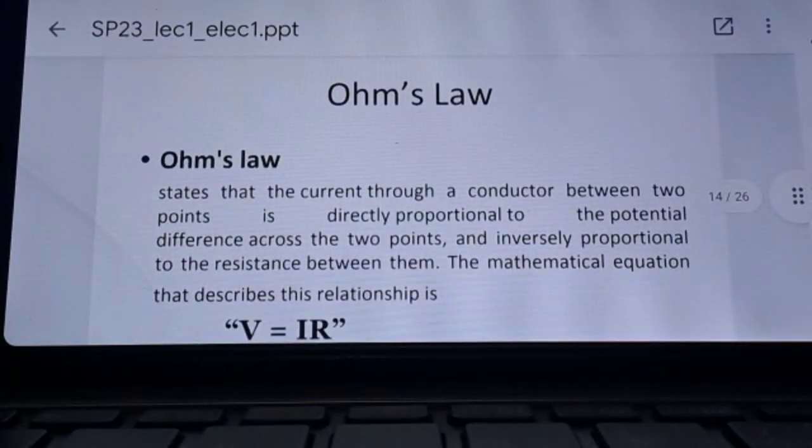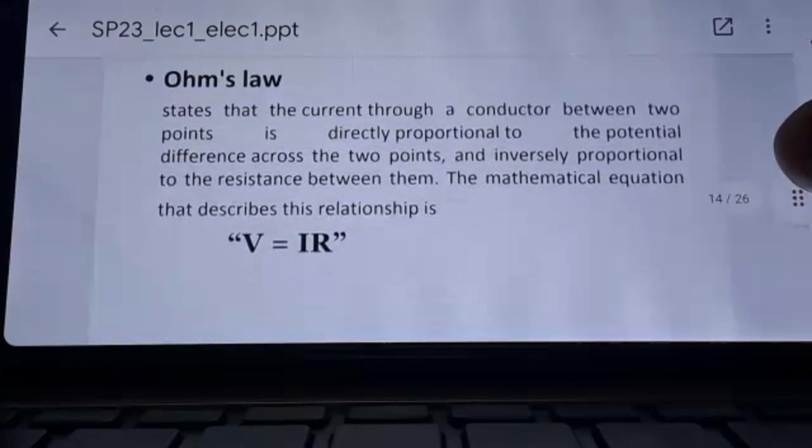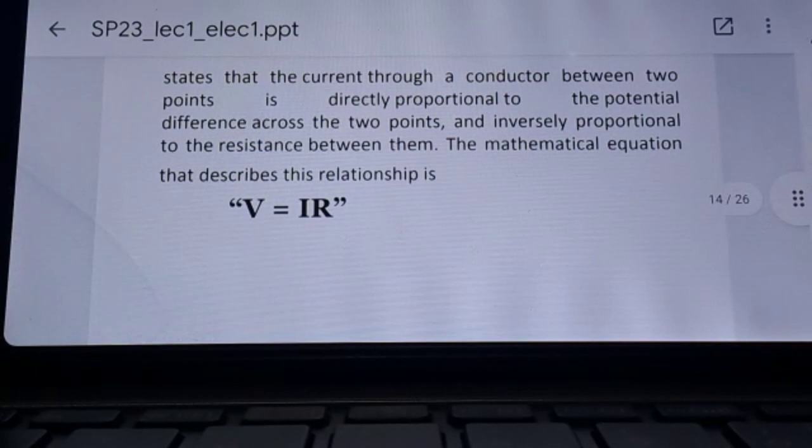Now we have Ohm's law. Ohm's law states that the current through a conductor between 2 points is directly proportional to the voltage difference across the 2 points and inversely proportional to the resistance between them. The mathematical equation that describes this relation is V = IR.